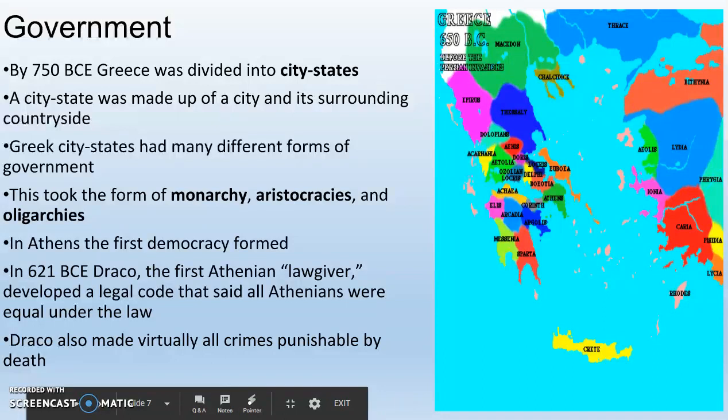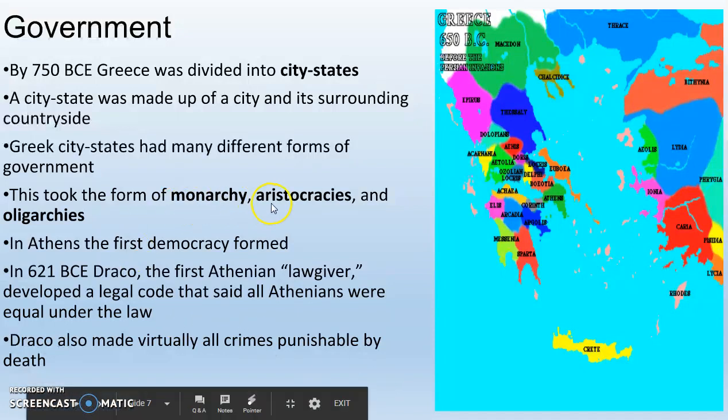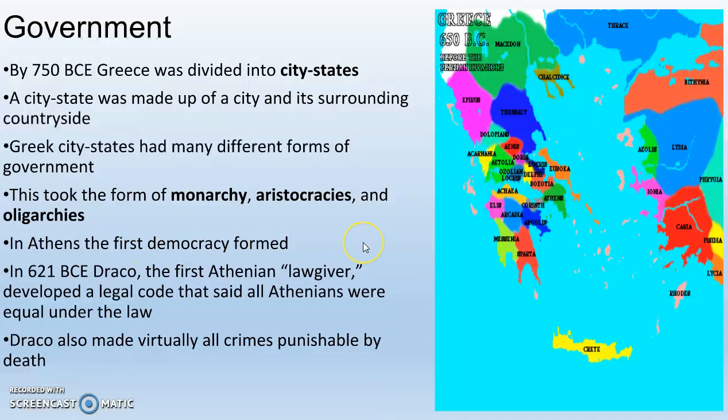One of the interesting things about the Greek city-states is they're all very different. So if we just think about government for a minute, some of them are monarchies, some of them are aristocracies, some of them are oligarchies. We're going to have democracy in Athens. It's going to be the very first democracy. In 621 BCE, talking about Athens, we have the guy by the name of Draco. He is the first Athenian lawgiver, and he is going to develop a legal code. So if you want to think about Greece and their codified laws, one of the big ones is going to be Draco's Code.